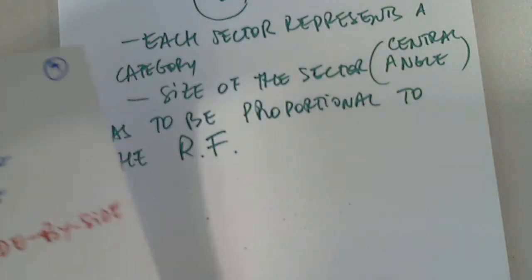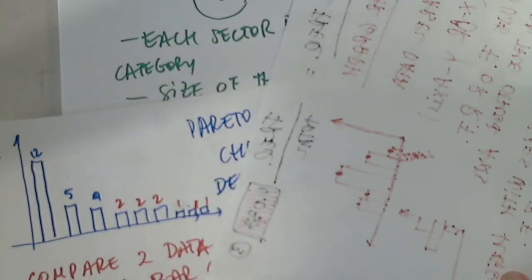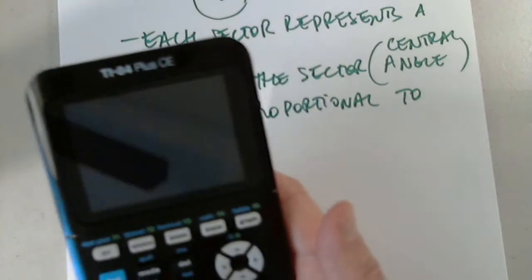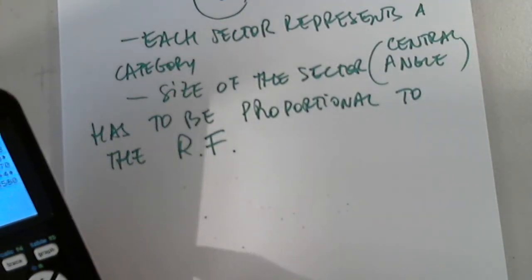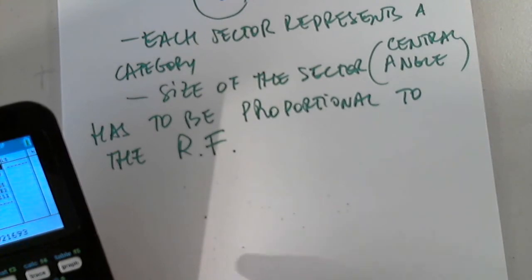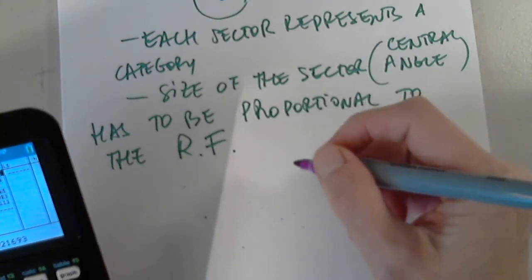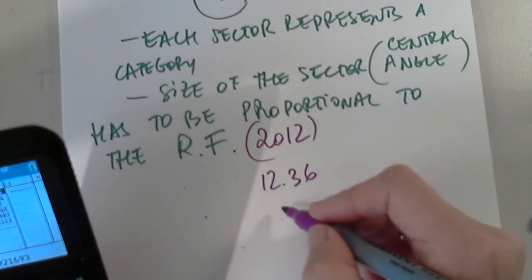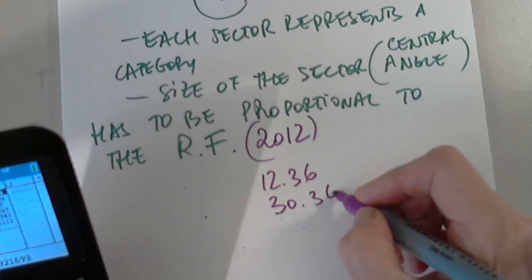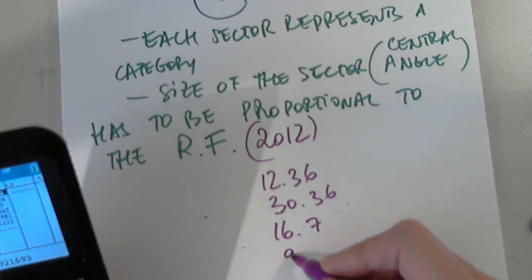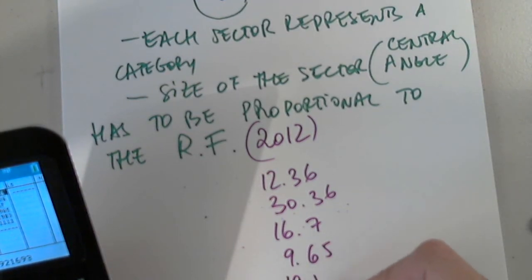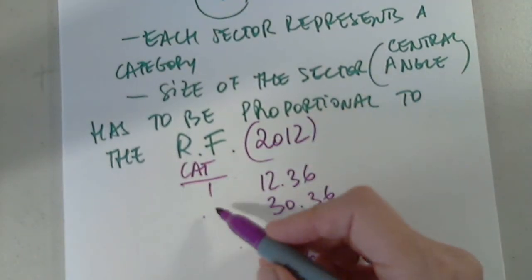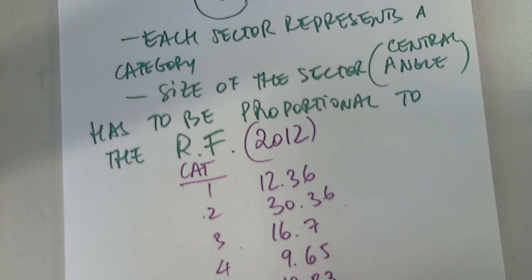Since I don't want to go back 3 pages, I have to go back to the calculator. So go back to your table. I'm going to copy just the relative frequency for 2012 in our example. So 12.36, 30.36, 16.7, 9.65, 19.83, and 11.11. So this is category 1, 2, 3, 4, 5, and 6.